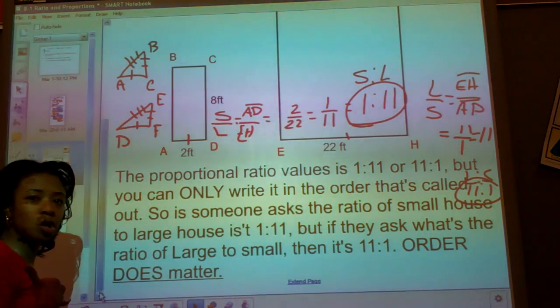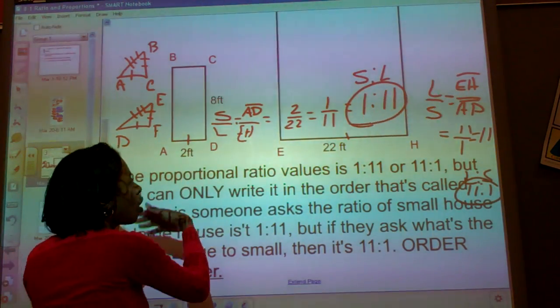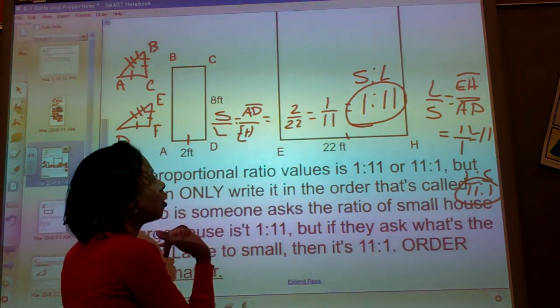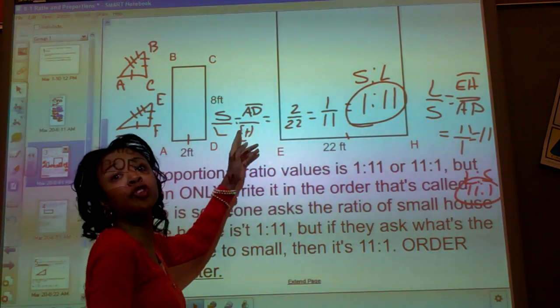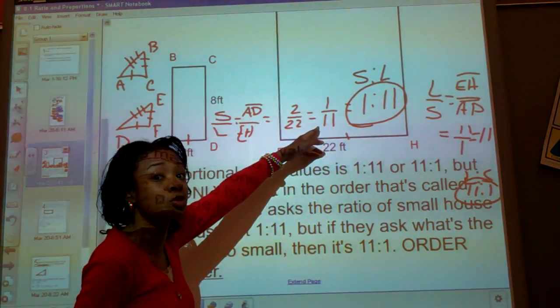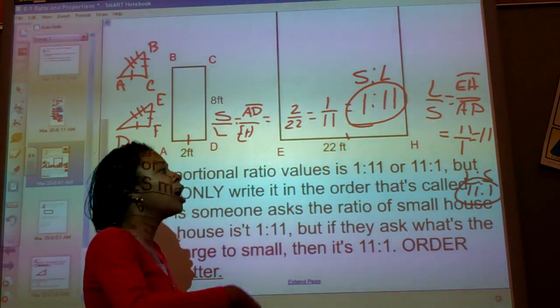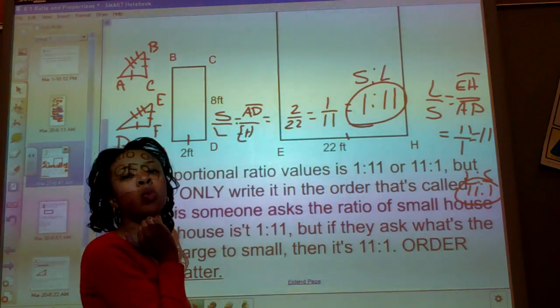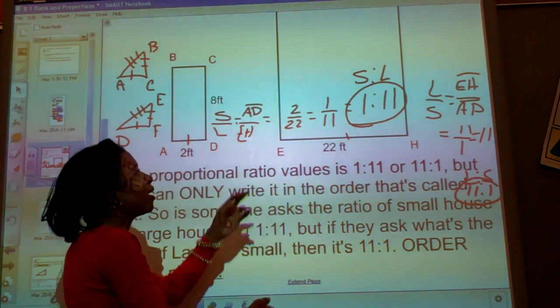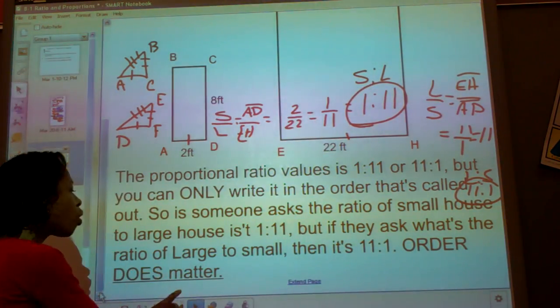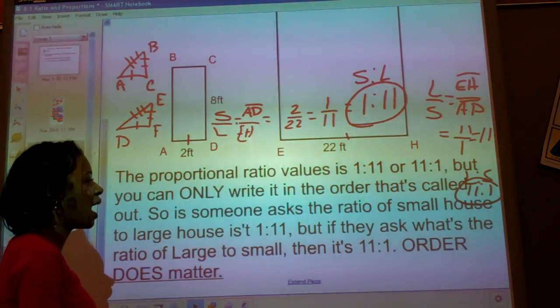Okay? Say you're an engineer and somebody else is calling you on the phone asking, what's the ratio? You say 11 to 1, but when they ask for small to large, it should be 1 to 11. That person, when they're trying to get a contract with the company, if they're your partner, is going to get it wrong because you gave them large to small and they needed small to large. So order does matter. Be exact.